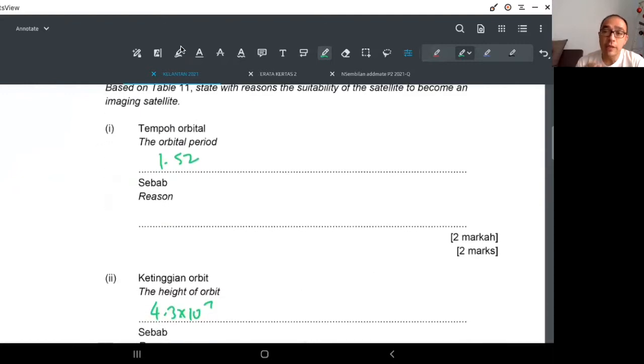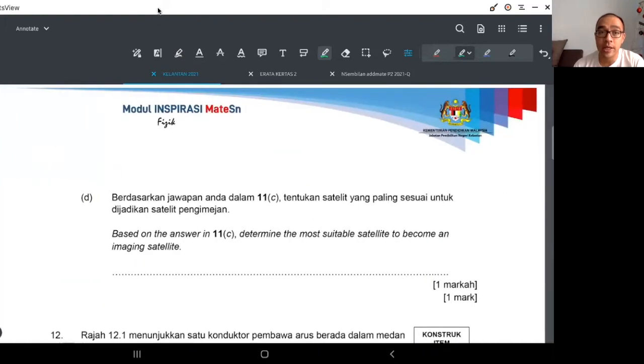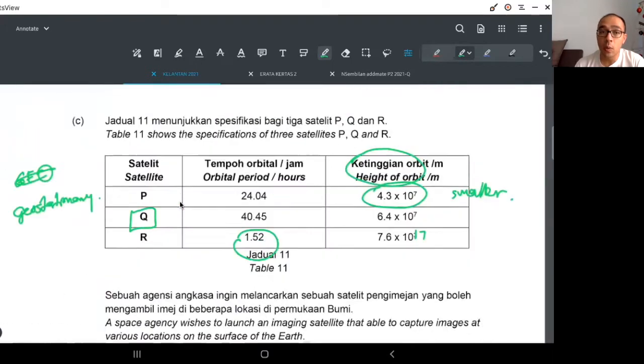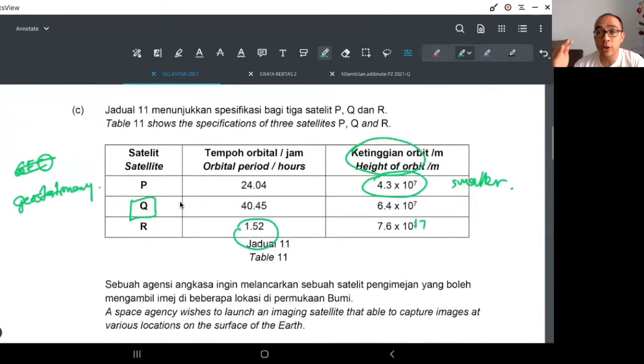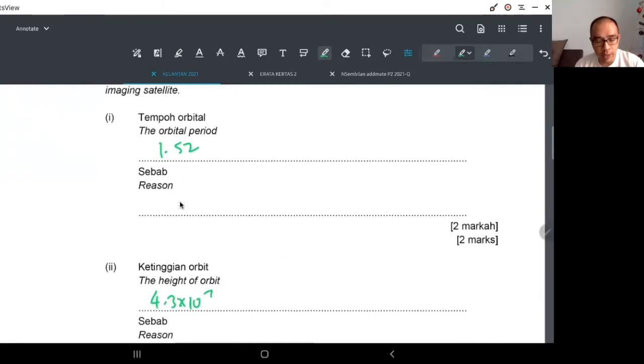So again, if you give the answer 1.52 and 4.3, then you cannot answer this question at all, because you cannot make a choice. One is P and the other one is R. So we want to make a middle choice. And this has happened before. That's why we always advise students that the orbital period must be smaller than 24 hours. Orbital period smaller, or actually bigger also can.